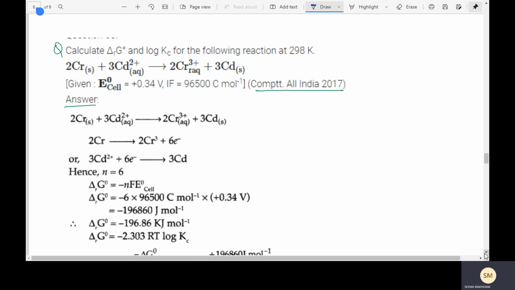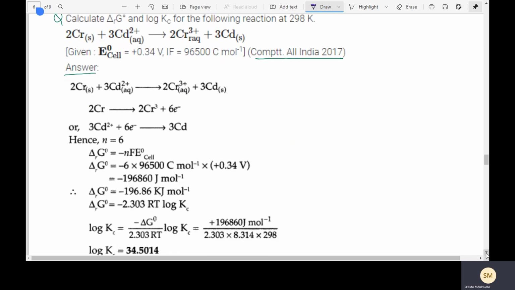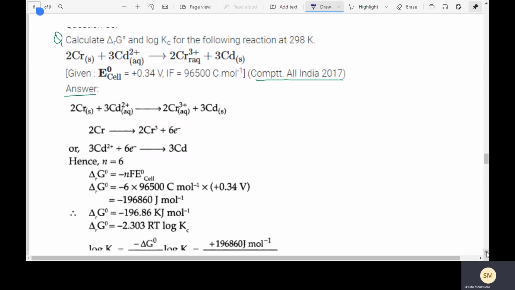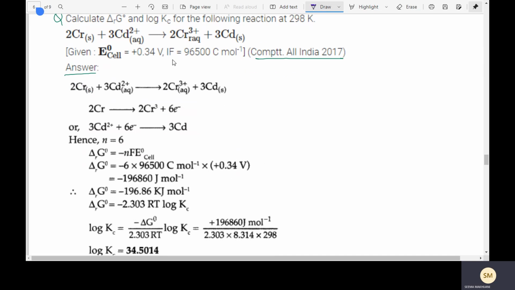Now, this is the next question. This will be my last question. I will take the next class of numericals to sum it up, but right now this is going to be my last numerical for today. Calculate delta G naught, standard Gibbs free energy, and log Kc for the following reaction.